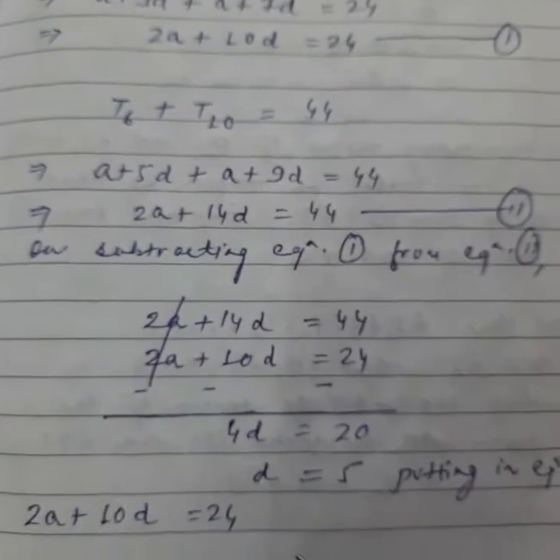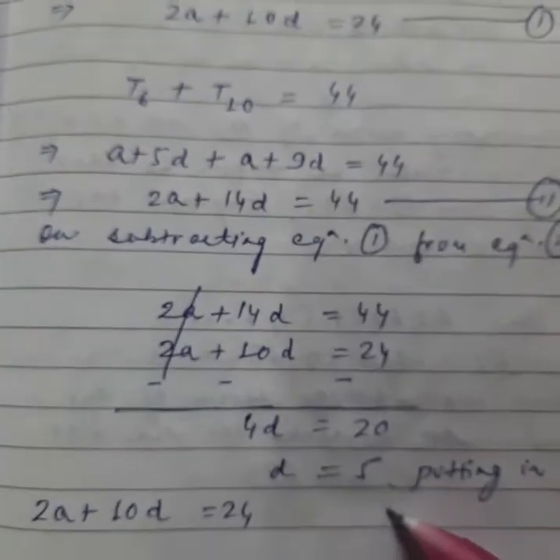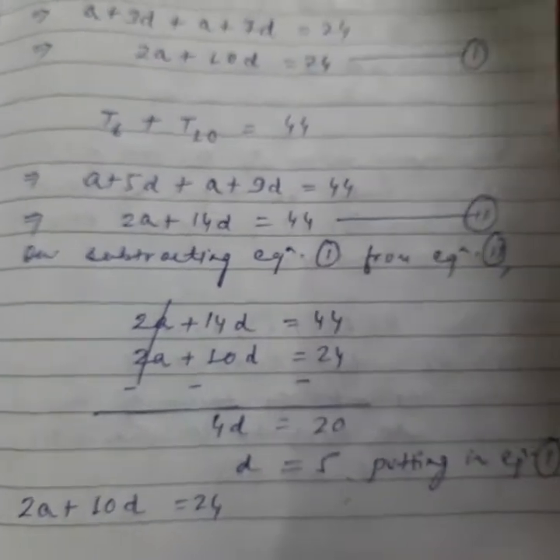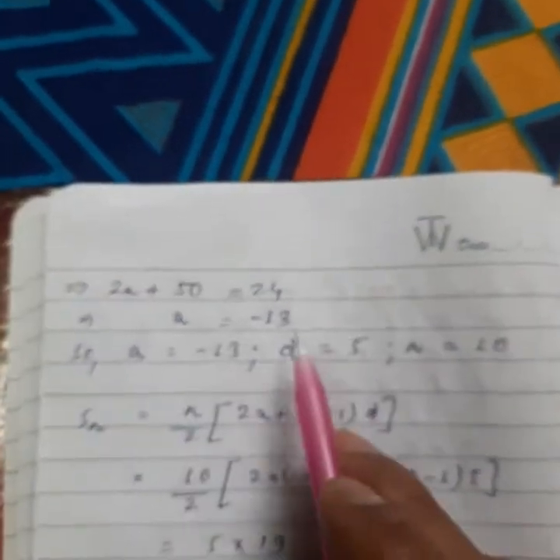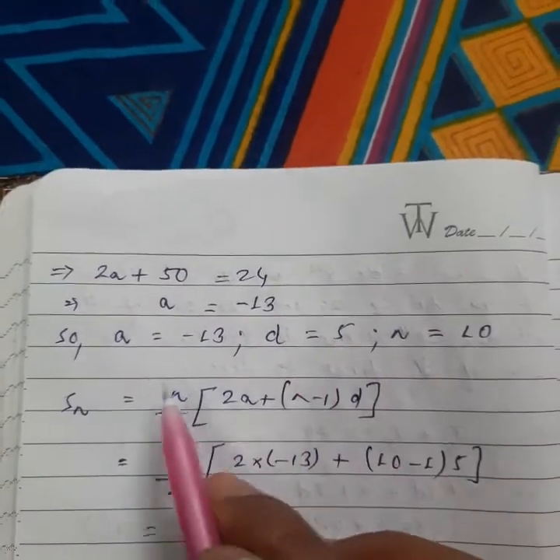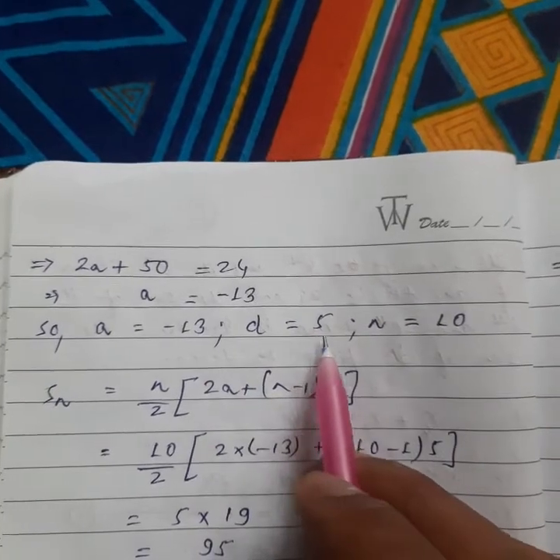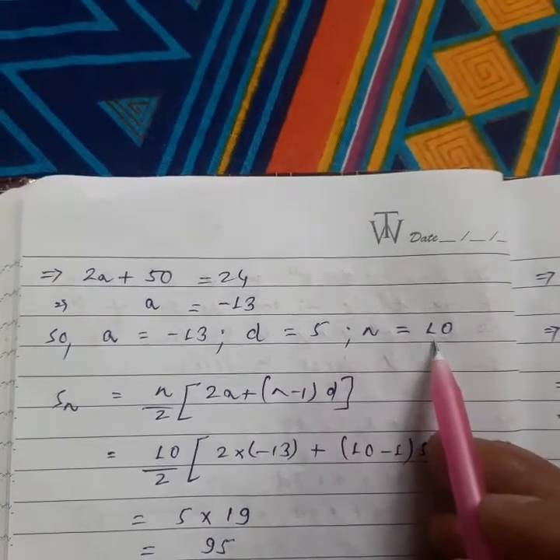We got the value of D as 5, and if we put this in the equation, we can get the value of A, and that is equal to minus 13. So finally we got the value of A is minus 13, D is 5, and the number of terms for which we need to calculate the sum is 10.